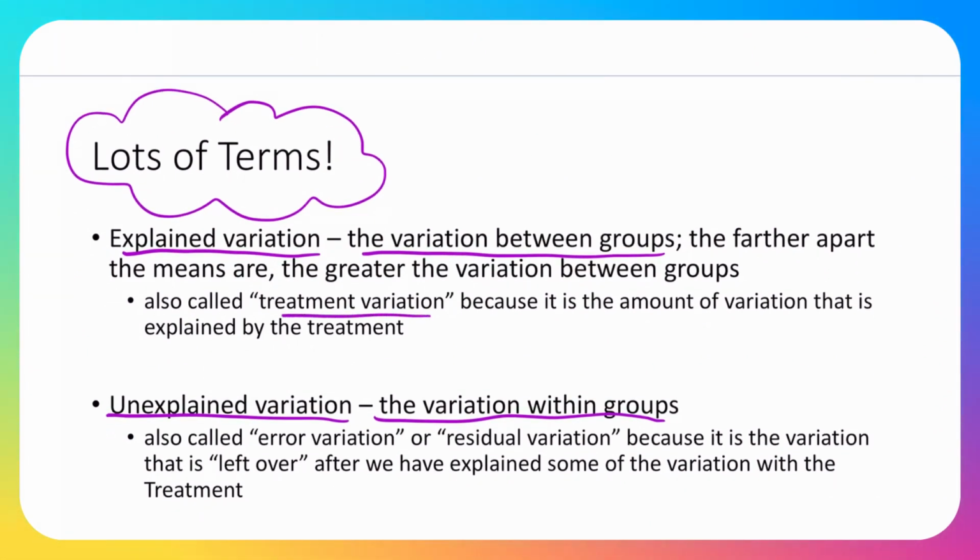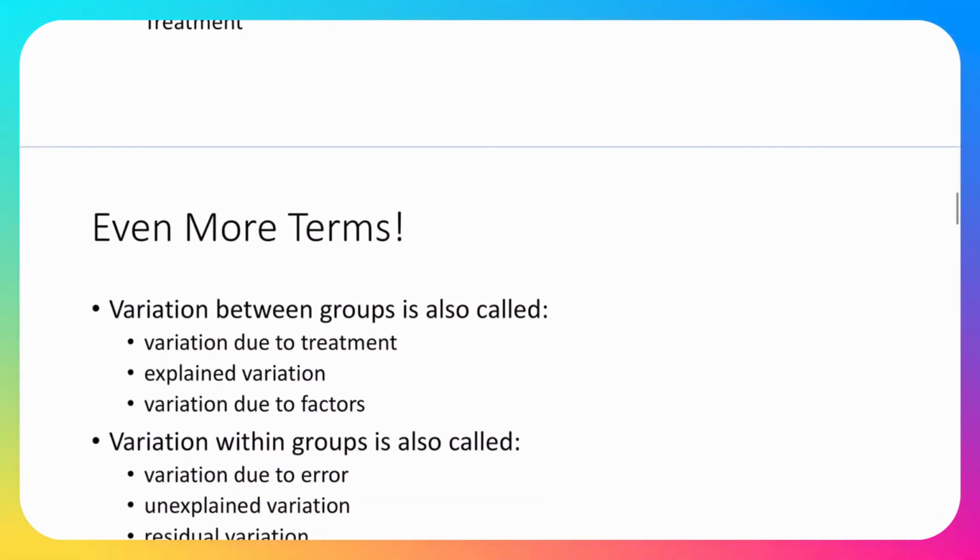It's also called the treatment variation. This one's sometimes called the error variation. So even more terms. The variation between the groups is sometimes also given one of these three. We already talked about the explained variation, but sometimes it's called the variation due to treatment or the variation due to factors. And the variation within the groups is sometimes called the variation due to error, the unexplained variation, we talked about that one before, and the residual variation. And again, this is just a term that's used. It doesn't refer to a mistake that was made. It's just the term that's used for this amount of variation.